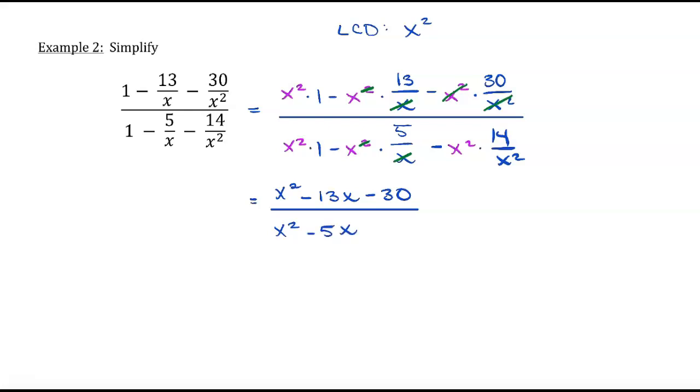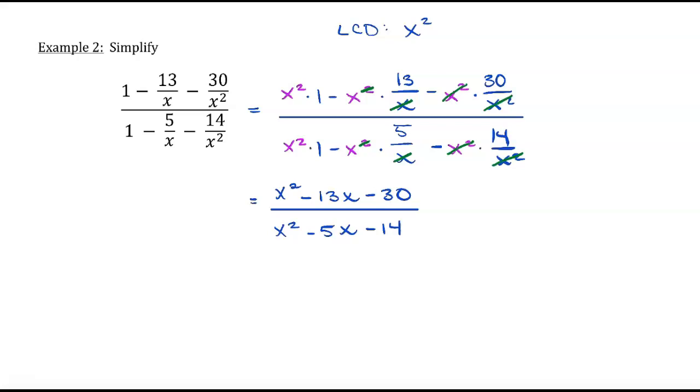And finally, with negative x squared times 14 over x squared, the x squared simplify to become a 1, and this is negative 1 times 14, or negative 14. Now we have a rational expression that we know how to simplify.